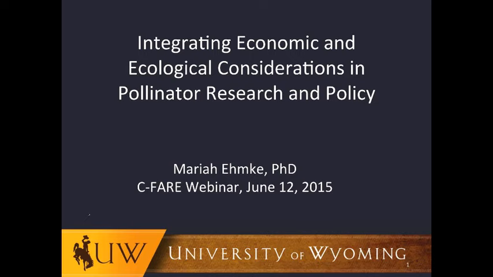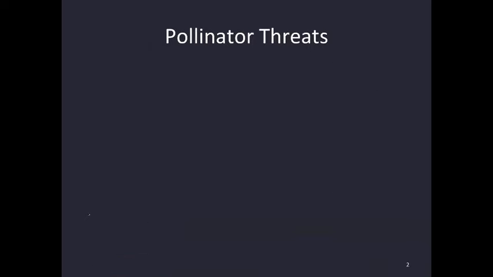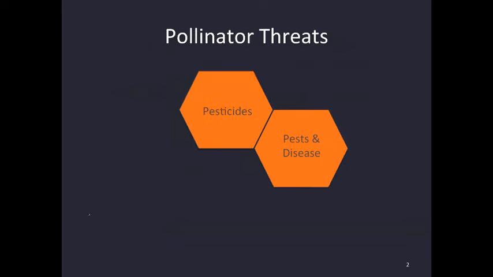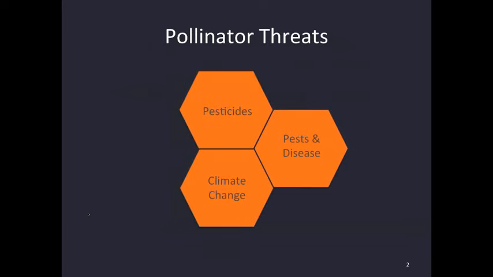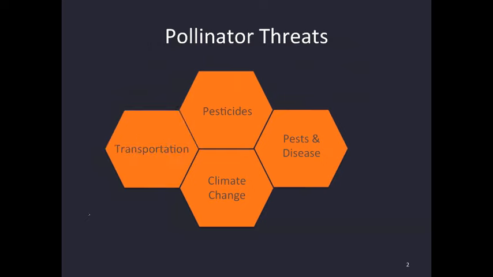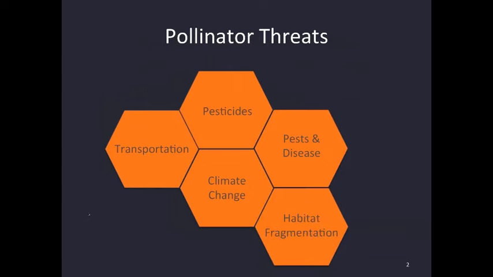This has translated to increased pressure for lawmakers, the president, and other government agencies to take fast action to produce policy. In the rush to save the bees, numerous threats have been listed as top policy priorities. They include pesticides, pests and diseases, climate change, bee transportation for migratory beekeeping, and habitat fragmentation.